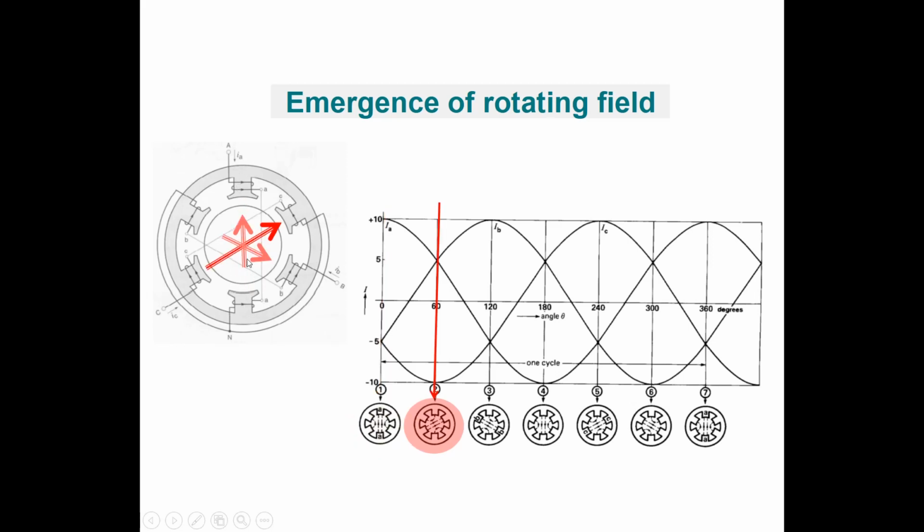When we look 60 degrees further, at this point, the voltage in coil number C has the maximum value, but it's negative, so it generates a flux towards this direction. The voltages in coils A and B have half the value in the positive direction. So the total flux in this case is also in this direction and is 1.5 times the flux generated by this coil over here. So that is the situation at 60 degrees.